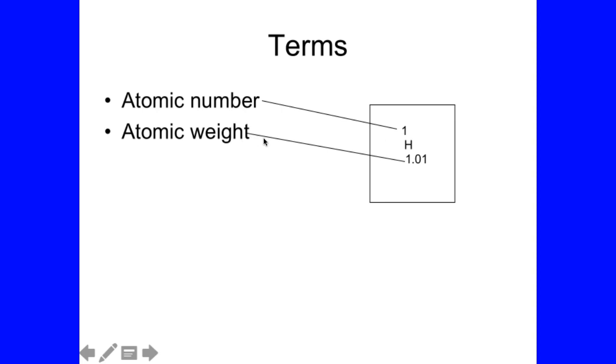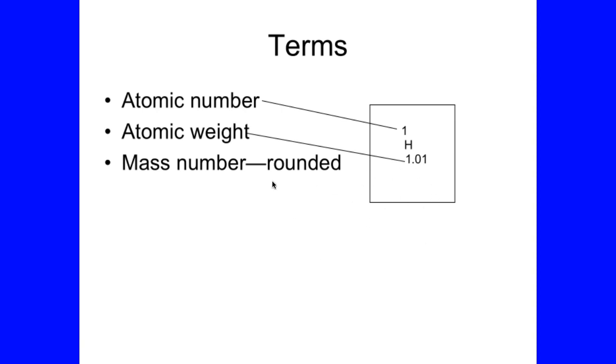So the atomic weight is listed right here. This one is always going to be unrounded. So you're going to actually see 1.01. If somebody's talking about the atomic mass, then you can go ahead and round that number. So if this is the atomic mass we were talking about, then we'd go ahead and round that to a 1.